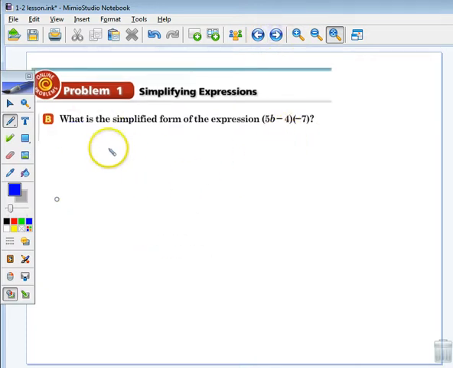Alright, here is another one. This is exactly the same thing. The only difference is that one of the products is in the back. So one of the factors is in the back. So this is supposed to be the quantity of 5b minus 4 times negative 7. The only thing here, they put this factor behind, but it's the exact same thing.